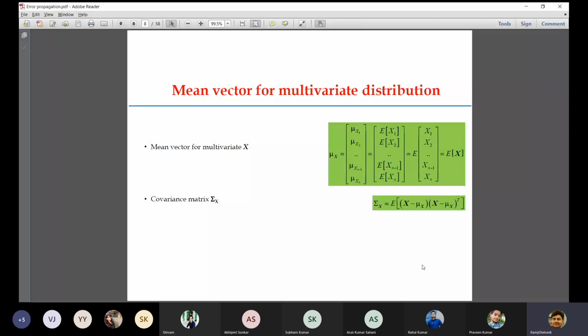Sir, because the x minus mu x matrix will be an n cross 1 matrix, and x minus mu x transpose will be a 1 cross n matrix, and after the multiplication it will become an n cross n matrix. If it would have been the opposite, then it would have been 1 cross n into n cross 1 matrix. That would not be feasible for multiplication.